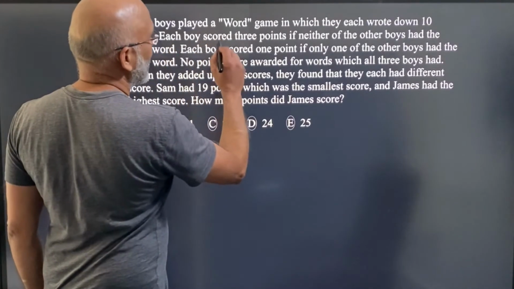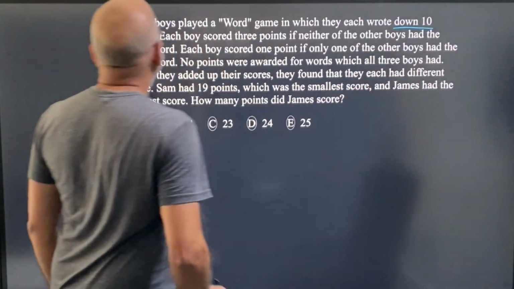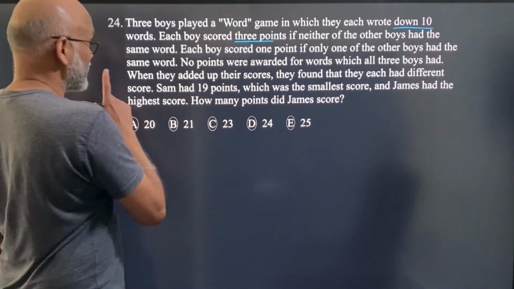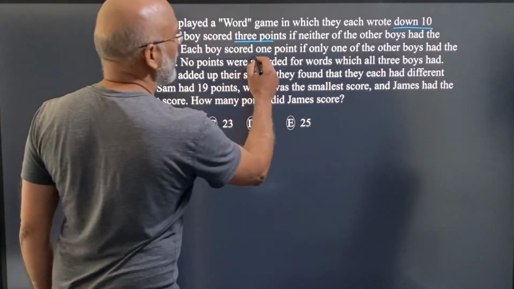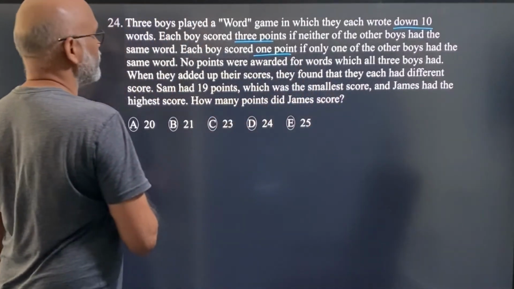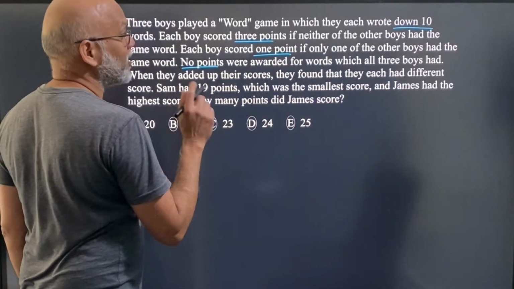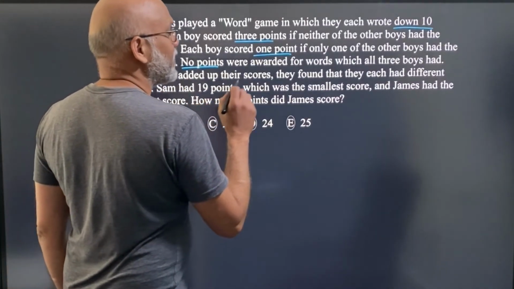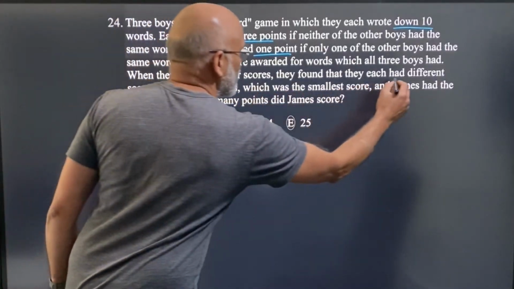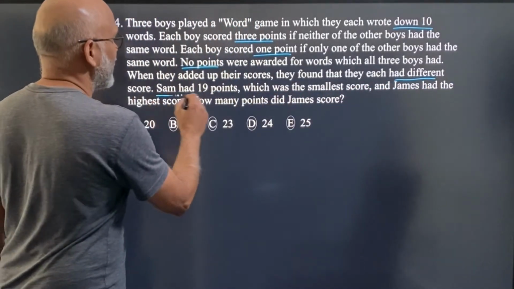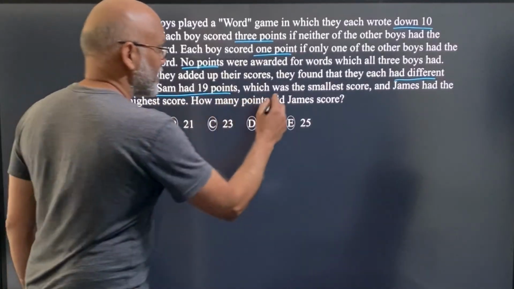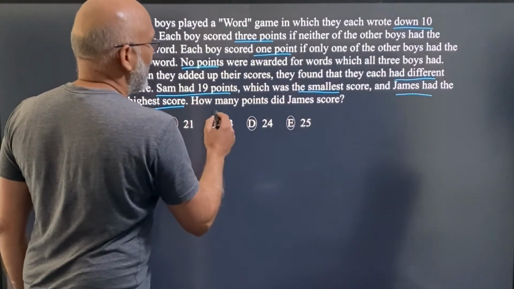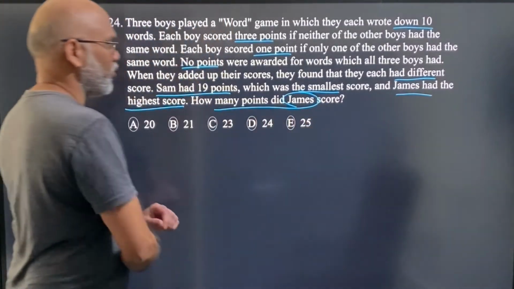3 boys played a word game in which each wrote down 10 words. Each boy scored 3 points if neither of the other boys had the same word. Each boy scored 1 point if only one of the other boys had the same word. No points were awarded for words which all 3 boys had. When they added up their scores, they found that they each had different scores. Sam had 19 points, which was the smallest, and James had the highest score. How many points did James score?